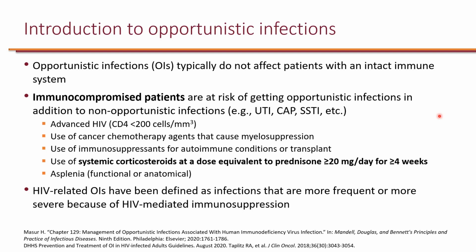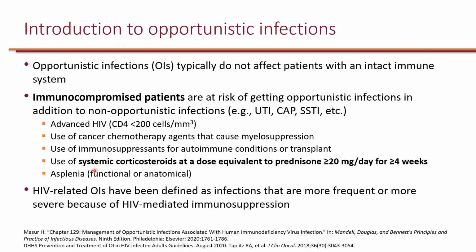Which patients are considered immunocompromised? In general, advanced HIV, meaning a CD4 cell count of less than 200, as well as cancer patients receiving chemotherapy that cause myelosuppression, including neutropenia, and those patients who receive immunosuppressant therapy for either autoimmune conditions, as well as those who have received transplant, and that includes both solid organ transplant as well as stem cell transplant.